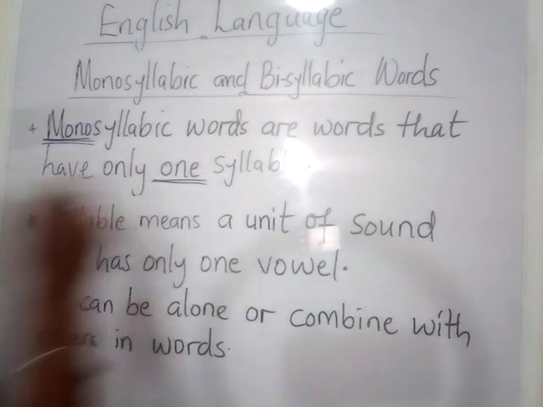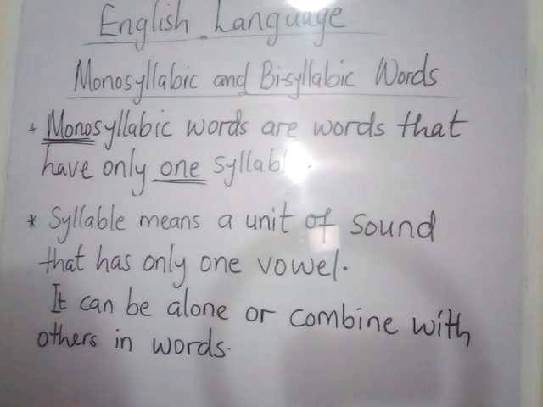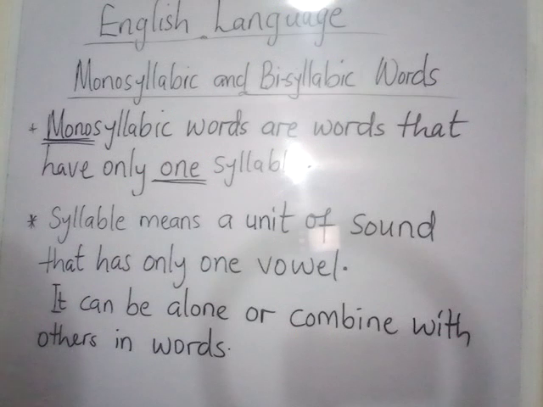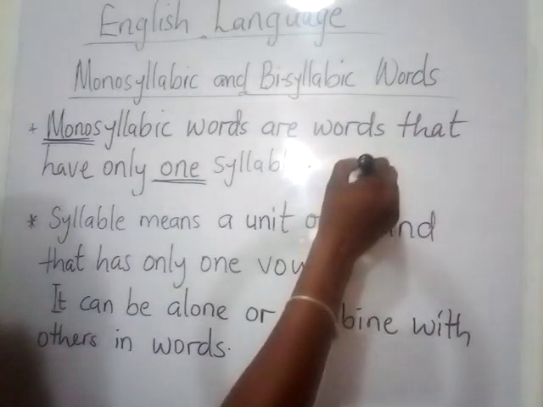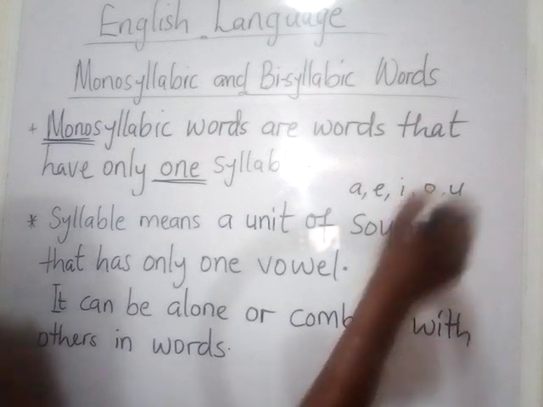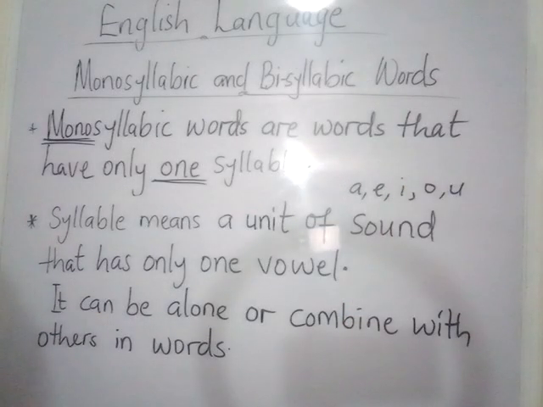And what do we mean by syllable? This is a new word we need to learn today if we haven't known about it. So syllable means a unit of sound that has only one vowel. Remember our vowel sounds? We have a, e, o. Remember those letters? These are the vowels. So a syllable means a unit of sound that has just one of these in it.